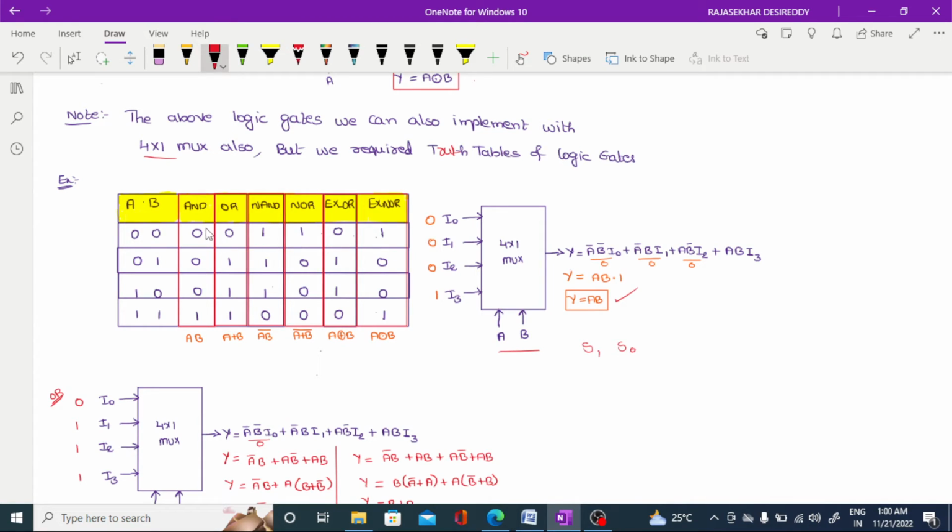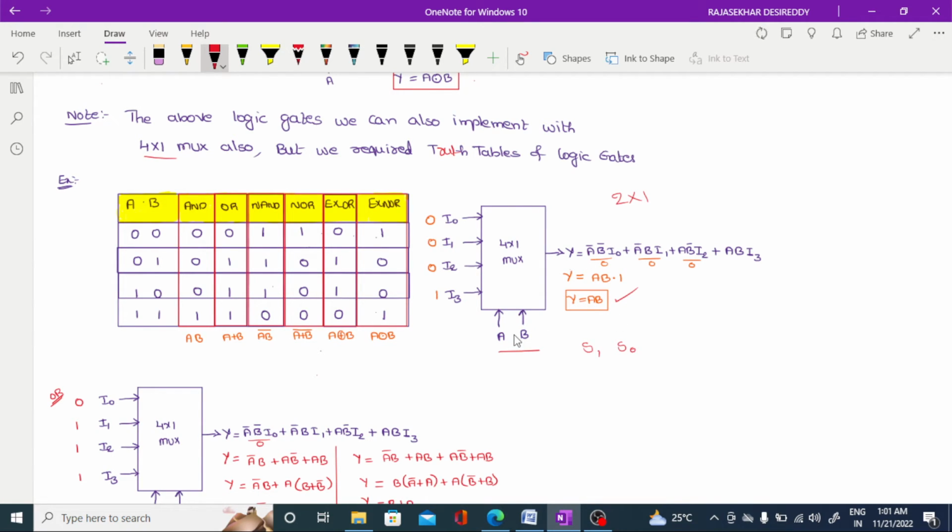That means, according to the truth table outputs, if you supply these values to the mux, you can get the AND gate operation, right? Similarly, like that we can easily implement with the 4 by 1 mux also. Not only 2 by 1, we can also implement all the basic gates, universal gates and special gates with the 4 by 1 mux also. So this is simply the AND gate.